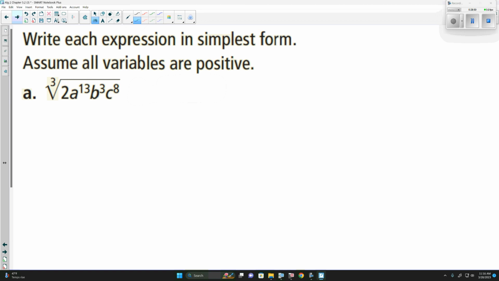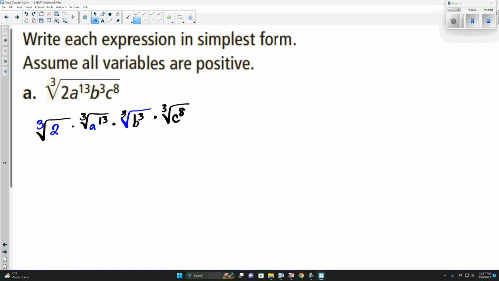So when we look at this here, we need to simplify it. We need to simplify the roots because whenever there is a number or exponent bigger than the root, we need to reduce it down. So the first thing we can do is break this up into its parts. The cube root of 2 times the cube root of a to the 13th times the cube root of b to the 3rd times the cube root of c to the 8th. We need to rewrite it in these parts here.